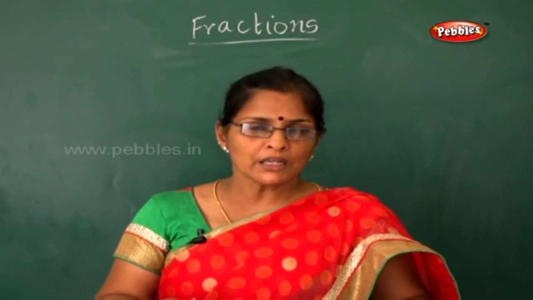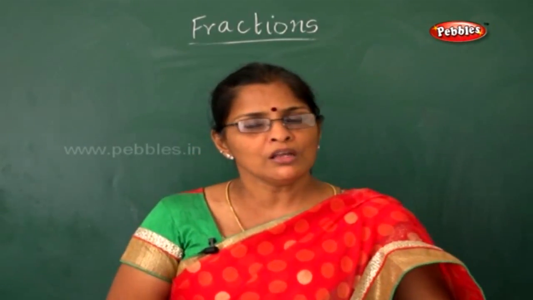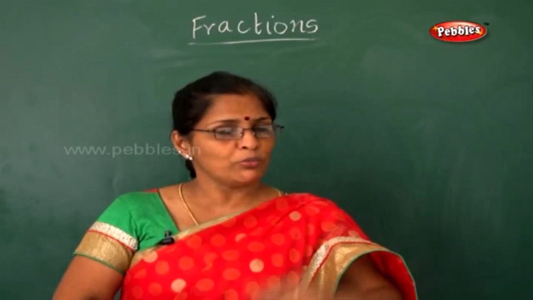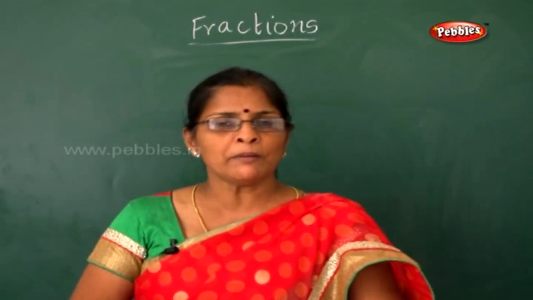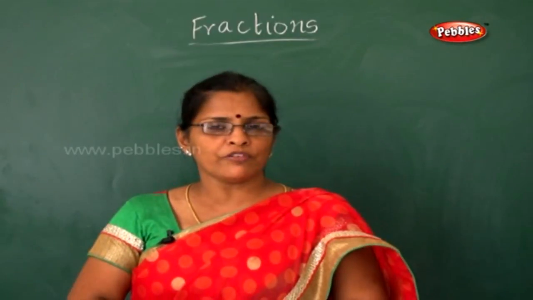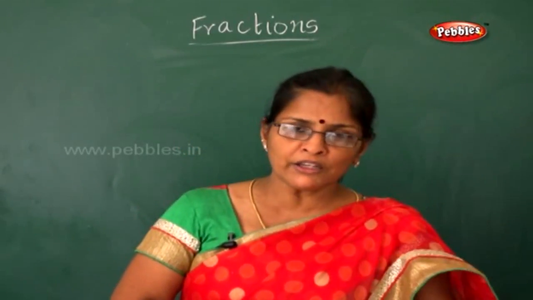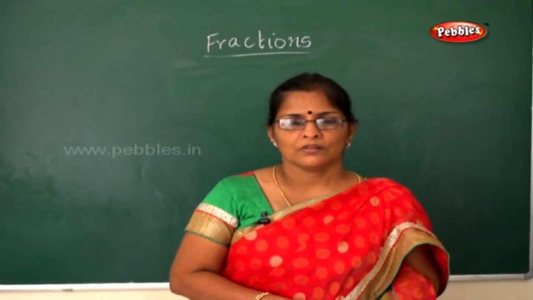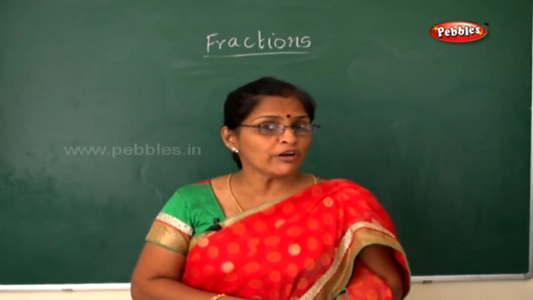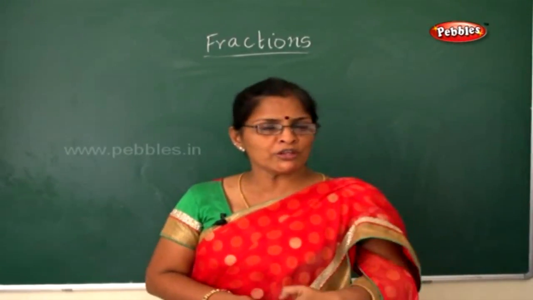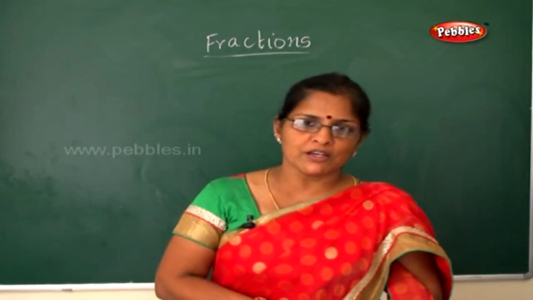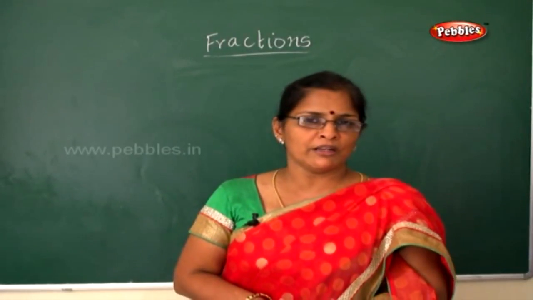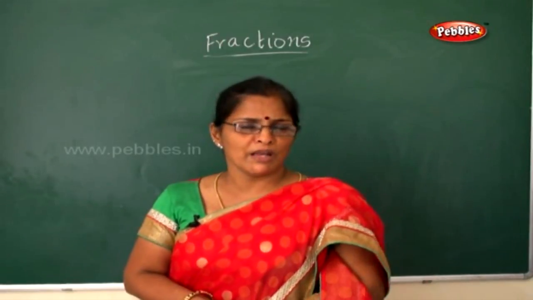These are all called equivalent fractions. Now what are equivalent fractions? You multiply the numerator and the denominator by the same number. To find an equivalent fraction, what you have to do is multiply both the numerator and the denominator of the fraction by the same number.